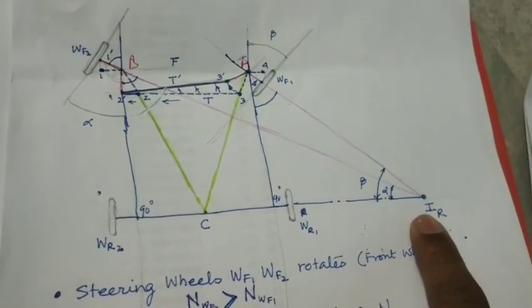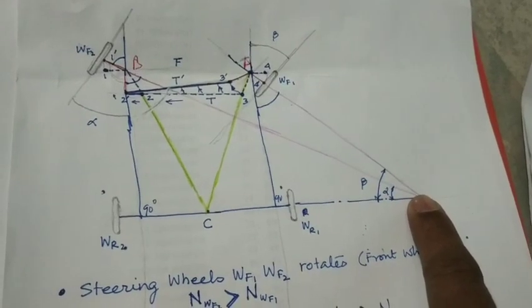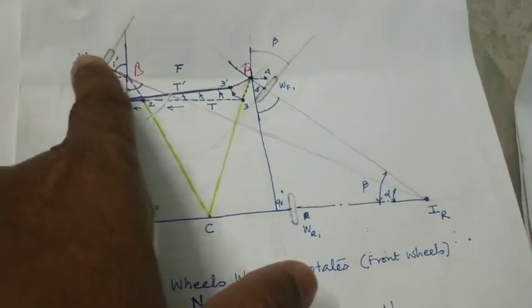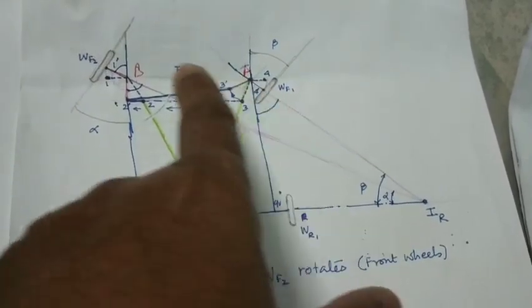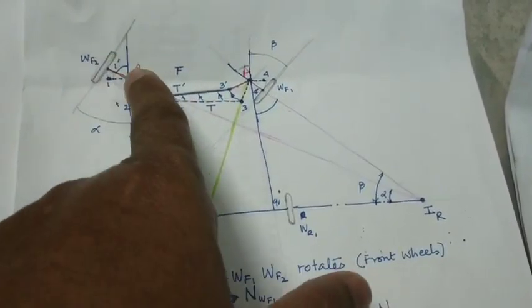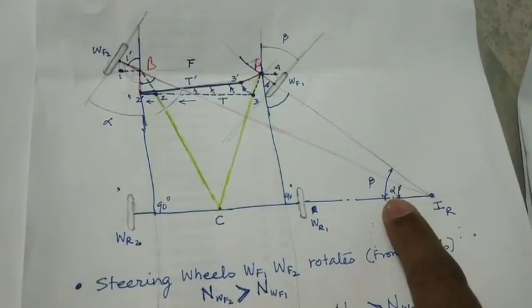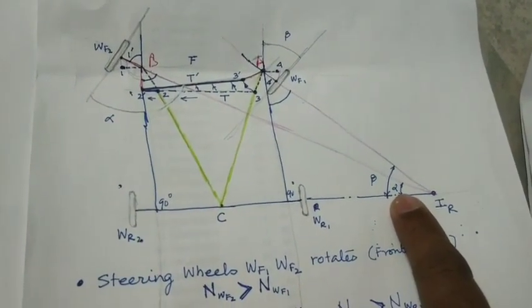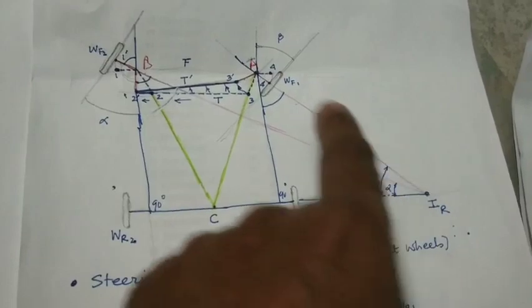So what is the instantaneous center? It is a center which is lying on the rear wheel line, and also it is a point which is coinciding with the left wheel and right wheel of the front steering system, and it is a point common to both. And the angle of the left wheel and the angle of the right wheel will be different. You see, this is the slip angle. This is the same slip angle.